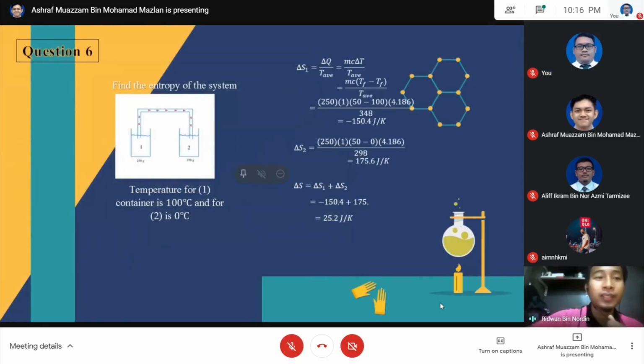And today I will continue with question 6. The question is to find the entropy for the system. We have two containers here. The first container has temperature 100 Celsius and has mass 250 gram. And the second container has 0 Celsius and has the same mass as the first container, which is 250 gram.